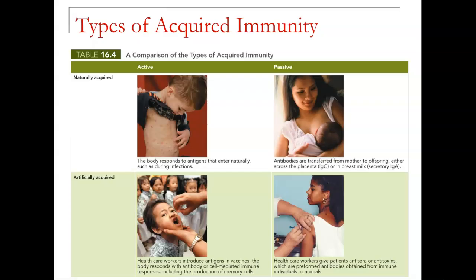This is where the body receives, via an injection, preformed antibodies in antitoxins or antisera. These are different antiserums, kind of like they were making for COVID at a time. These can go in and destroy fast-acting and potentially fatal pathogens. And so that's one that is created or gotten from somebody else and is injected directly into you.